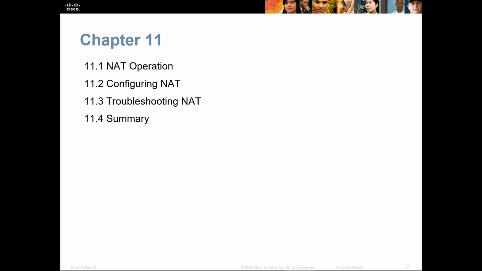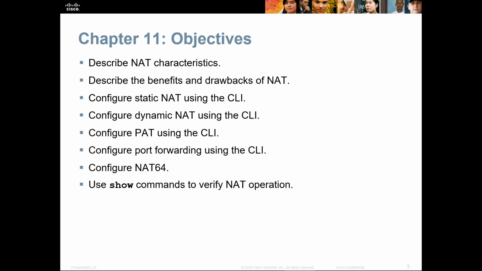This chapter focuses heavily on NAT operations, configuring, and troubleshooting NAT. NAT is pretty straightforward. NAT is the ability to take one address or a range of addresses and allow that to be the mask of a network, a single device, a range of devices, or really just depending on how you configure it. So we're going to talk about different characteristics.